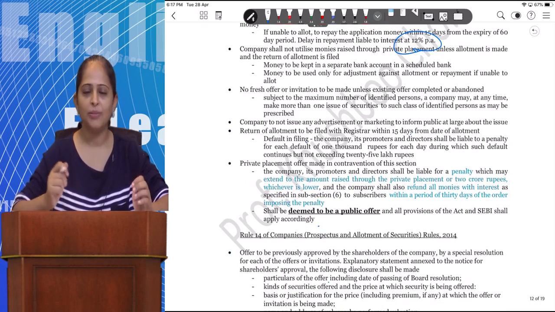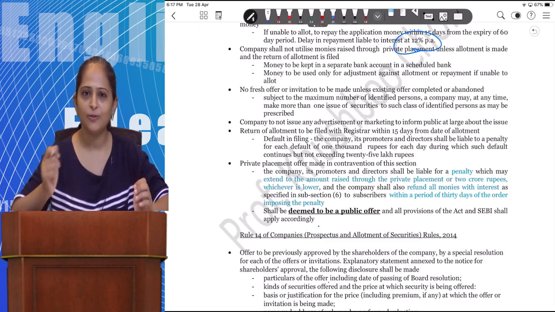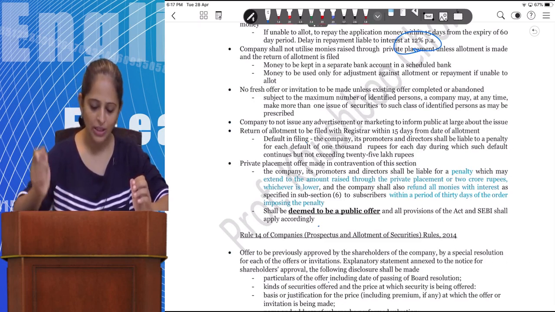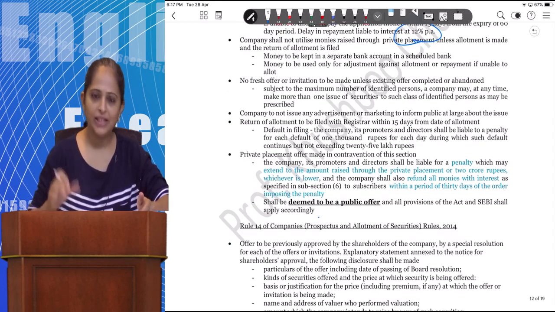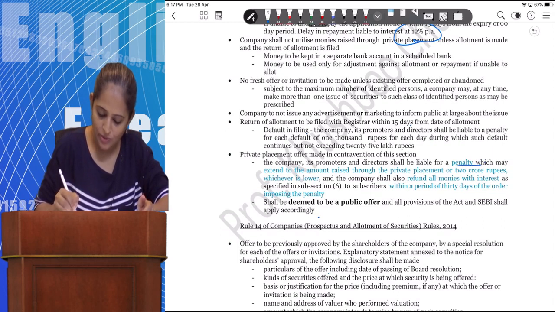If the amount is not... the securities have been allotted, then the return of allotment has to be filed within a 15-day period with the registrar of companies. If there is any contravention in this section, then there will be a penalty which will extend to the amount raised through the private placement or 2 crore rupees.